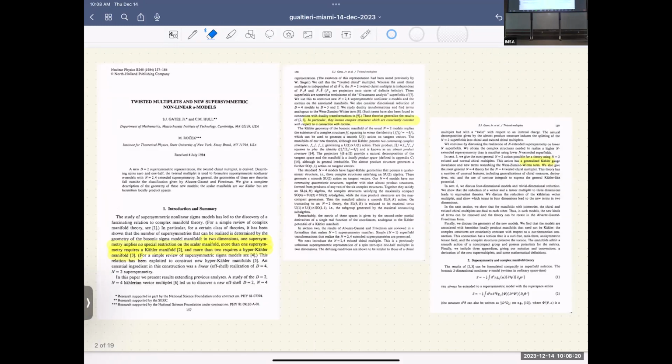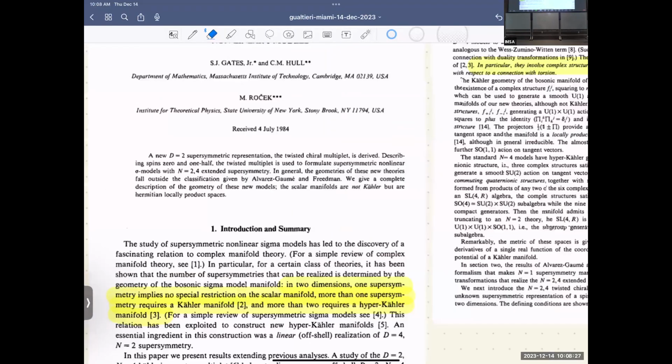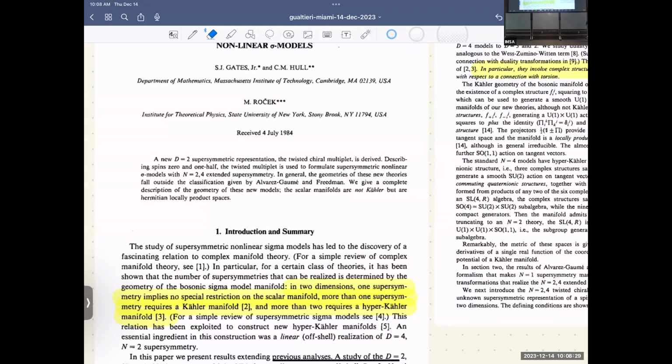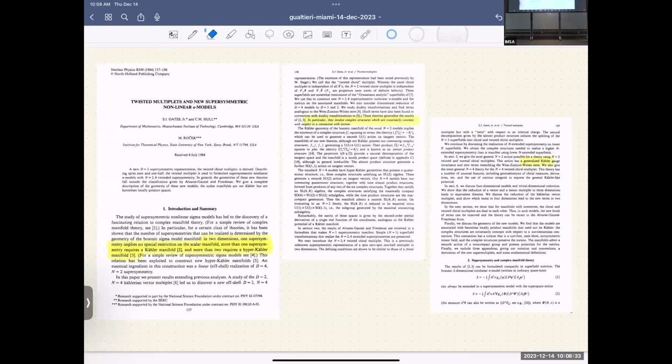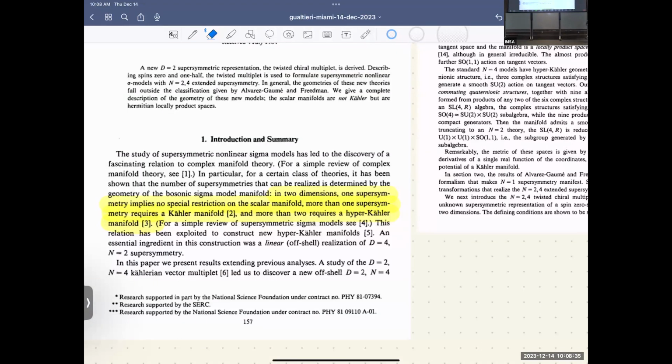So generalized Kahler structures started with this paper from 1984 by Gates, Hull, and Rocek, physicists. Let me just highlight a few things out of their introduction. They mention right in the introduction that in 2 dimensions, this is for a 2-dimensional field theory, a 2-dimensional sigma model, one supersymmetry implies no special restriction on the scalar manifold.